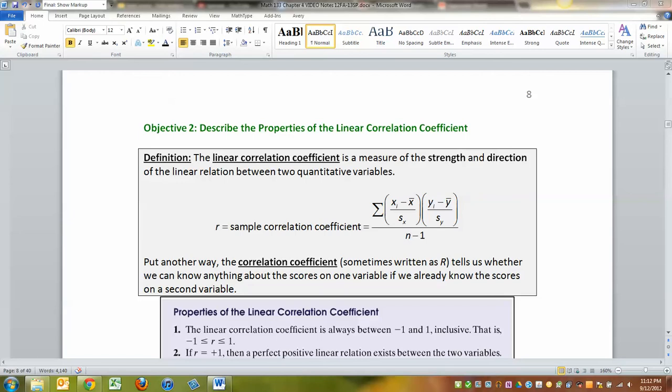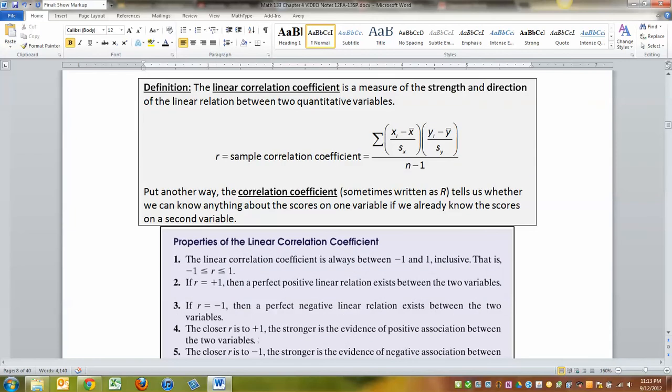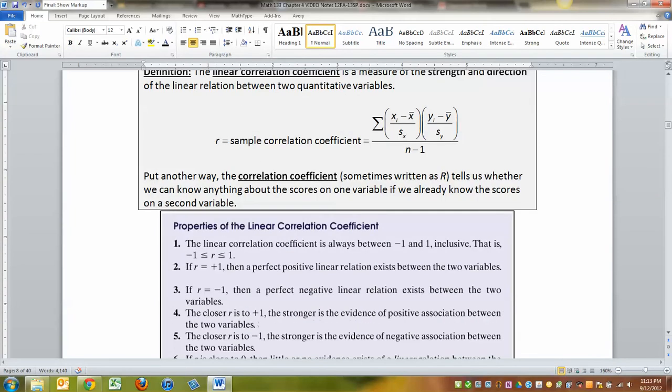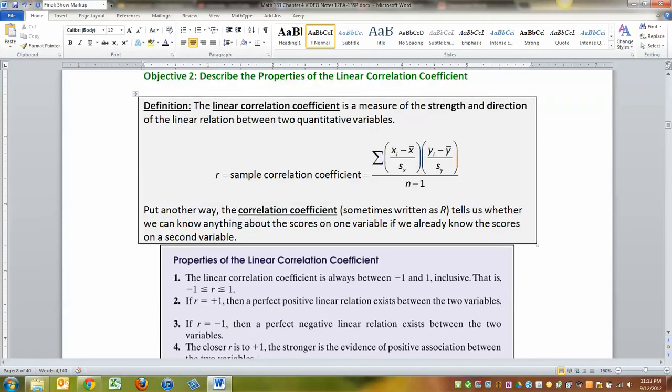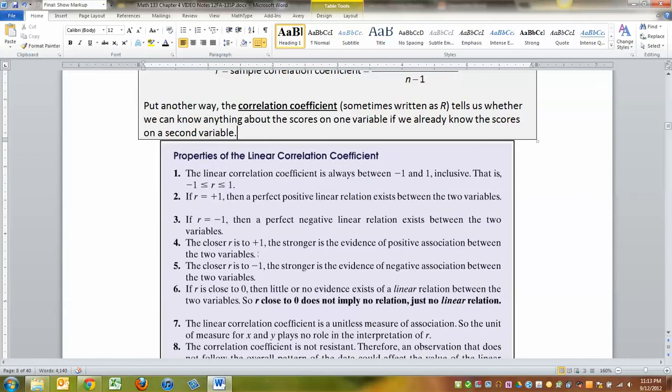So how many standard deviations away is your x? How many standard deviations is y? Multiply it, and then you do it again and again and again, and you add them all up for all your data points, and you divide by n minus 1. There's that n minus 1 thing again, called the degrees of freedom. Put another way, that correlation coefficient, sometimes capital R, sometimes lowercase r, depending on your book, tells us whether we can know anything about the scores on one variable if we already know the scores on a second variable. In other words, it tells us the relationship that's going on.